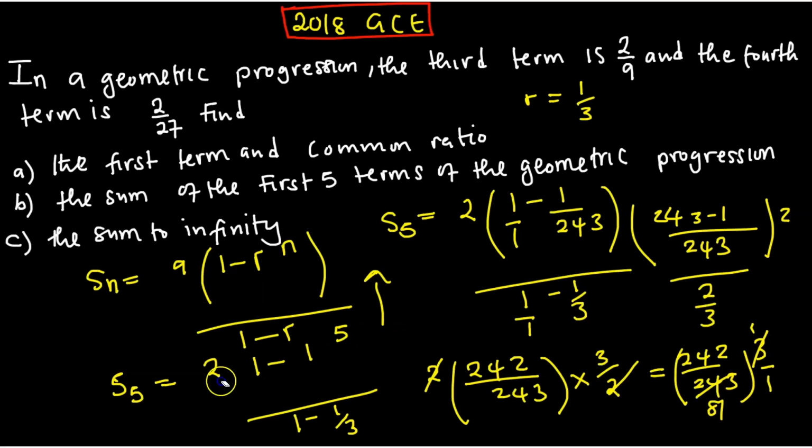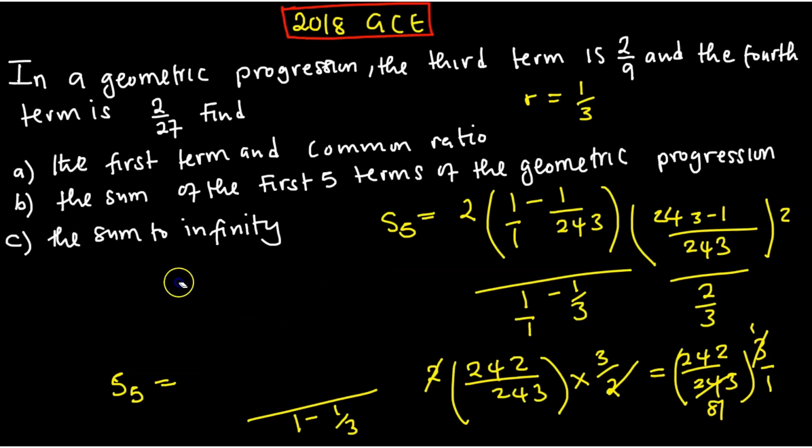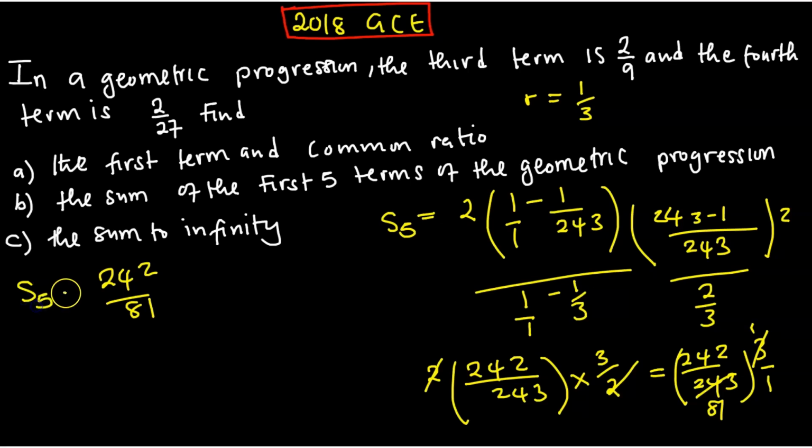So, let me clean this part. I hope you followed the way the mathematics is flowing. So you are going to remain with 242 divided by 81. That is the sum of the first 5 terms. So 242 divided by 81, what are you going to have? 2.99. That is your sum of the first 5 terms of the geometric progression.